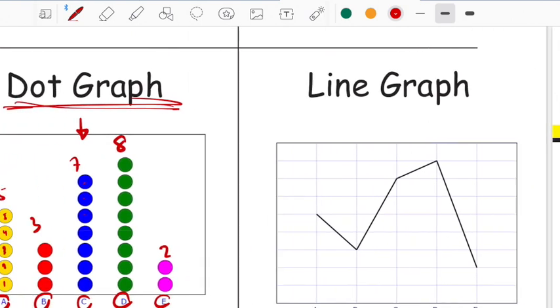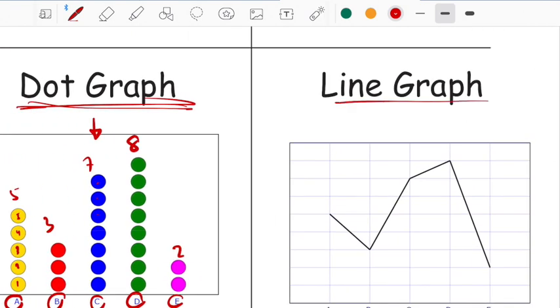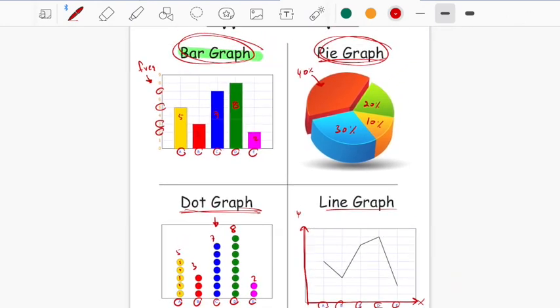Okay, now then you have the line graph. This is the line graph. Normally we use the line graph to show the trend, right? When you want to see the relationship between the X value and the Y value. Okay, we'll go into detail with that later.